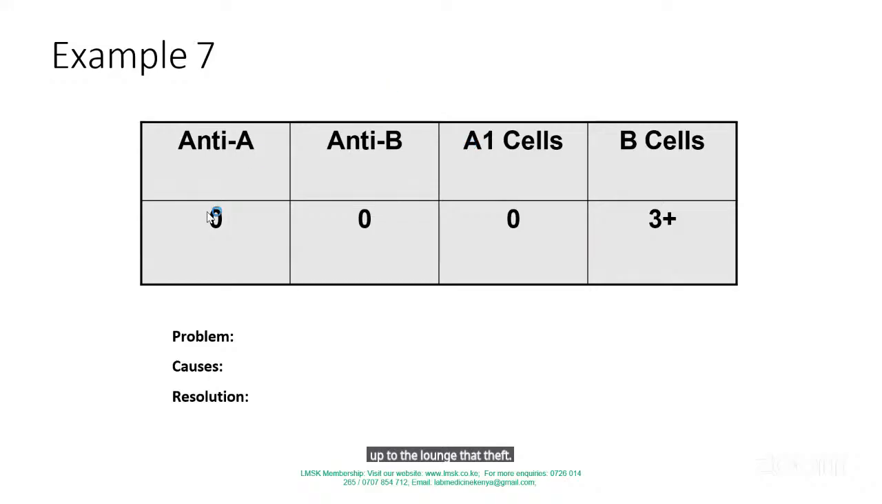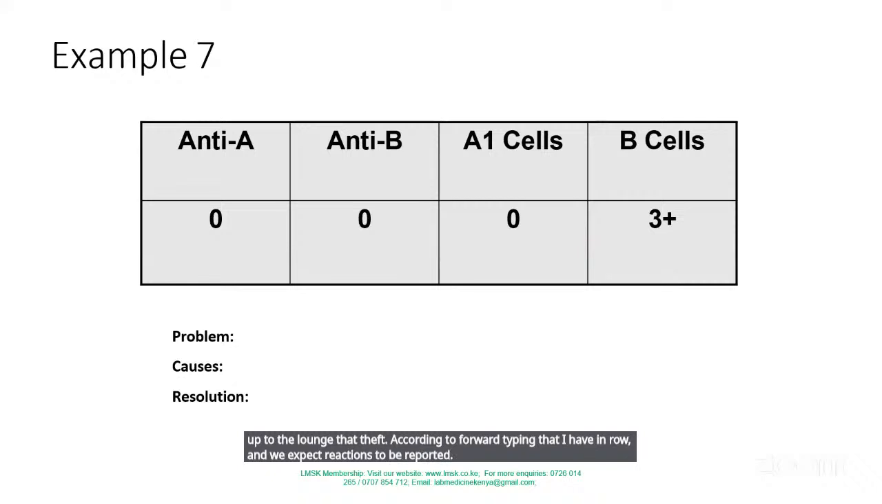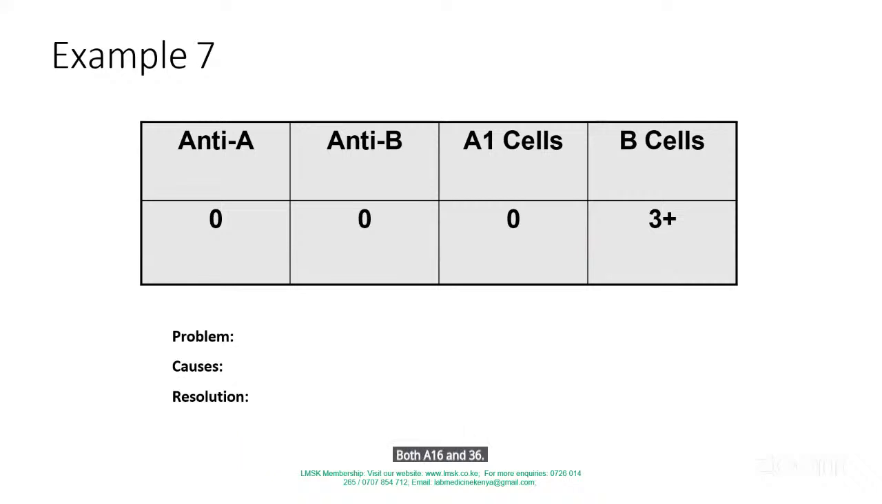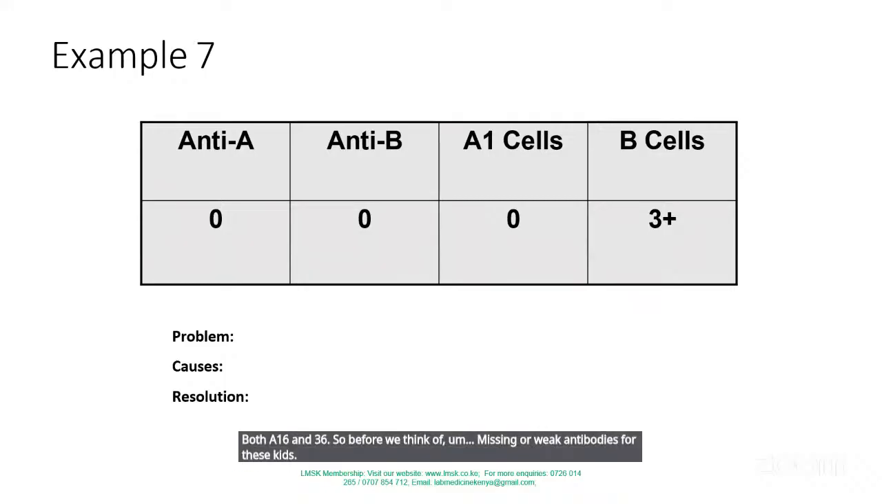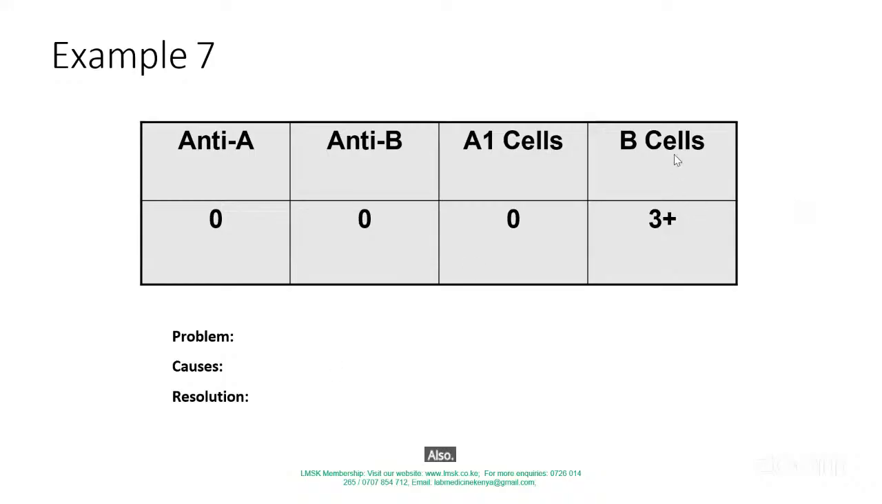Because according to forward typing, we are having O, and we expect reactions with both A1 cells and B cells. So before we think of missing or weak antibodies for this case, because there is a very strong reaction with B cells, we have to rule out whether something was really added to the A1 cell tube. So this is a clear case of a pre-analytical error. Somebody might have forgotten to add serum to the A1 cell tube. So you have to carefully look at that and then repeat.